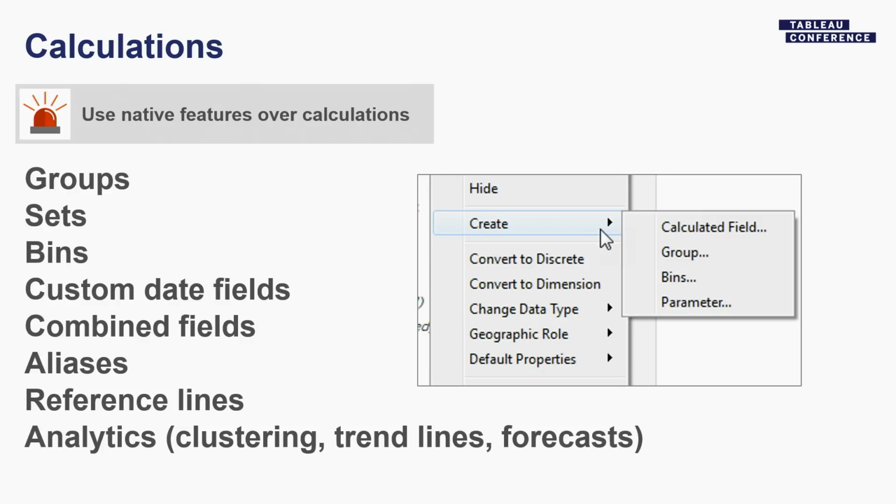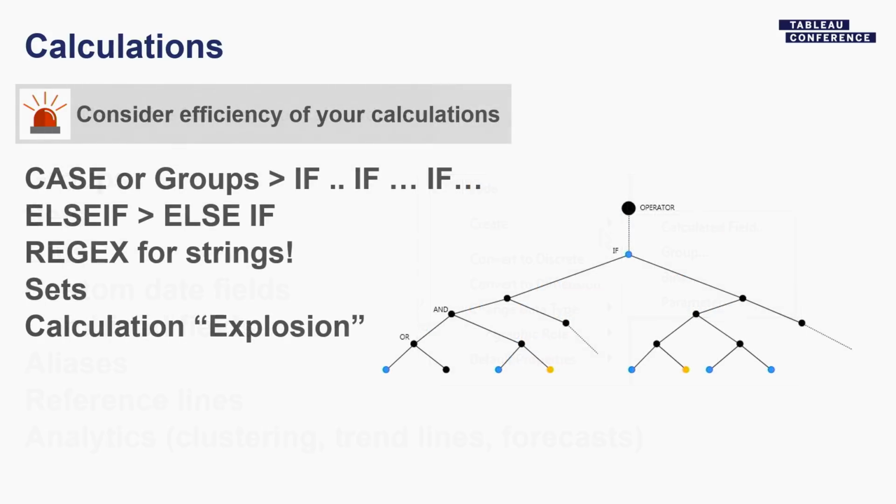When you're considering how to do things like grouping functions and building bins and so forth, aggregating dimensional values, consider using the native functions over your own handwritten calculations, because they're highly optimized to operate within Tableau. Groups, and sets, and bins, combined fields, custom date fields, you can use all of these native features inside Tableau. They're often far more optimal, better performant than building your own logical conditional statements.